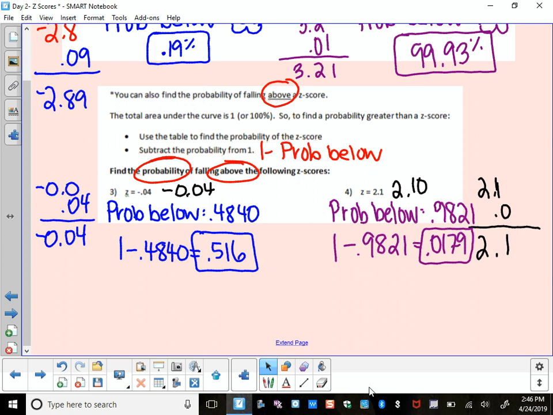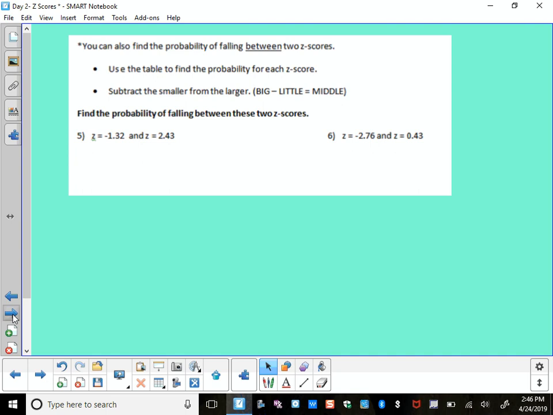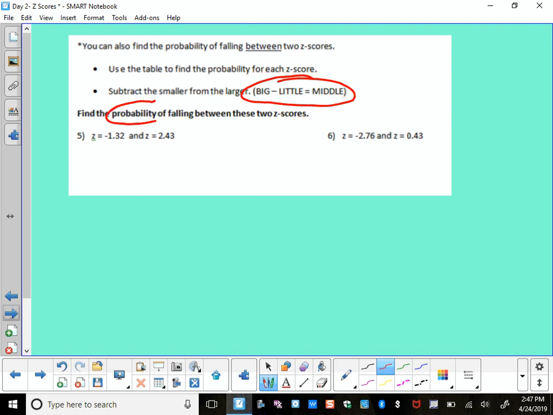The last one is prob between. So we can do the probability of finding something between two z-scores. Okay? When you do prob between, you're going to do big minus the little. So your big probability minus your little probability. Your directions say find the probability, so keep it as a decimal, of falling between these two z-scores. So we're going to find the prob below, because we have to start with prob below for both of these z-scores.